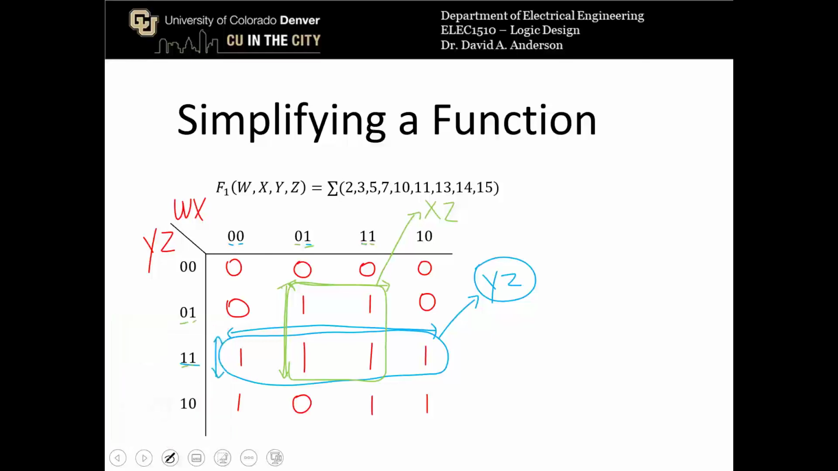All right, we still have a couple more. There's a bubble right here. That one can't be expanded to the top or bottom or left or right to double its size because we would be including a 0 either way. So this is as big as that bubble can get. And that one is going to be wy.